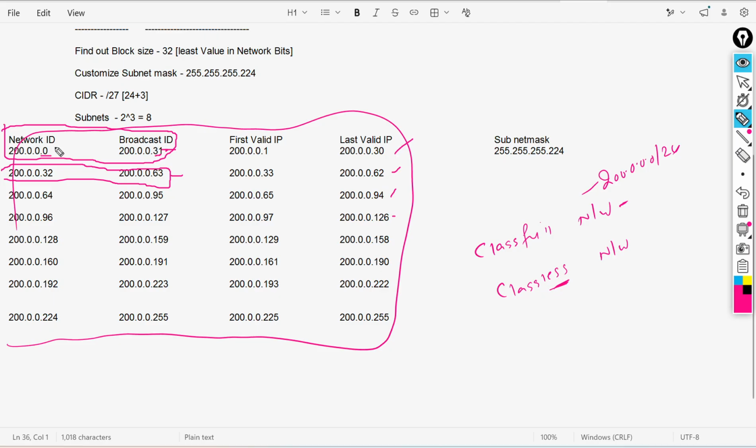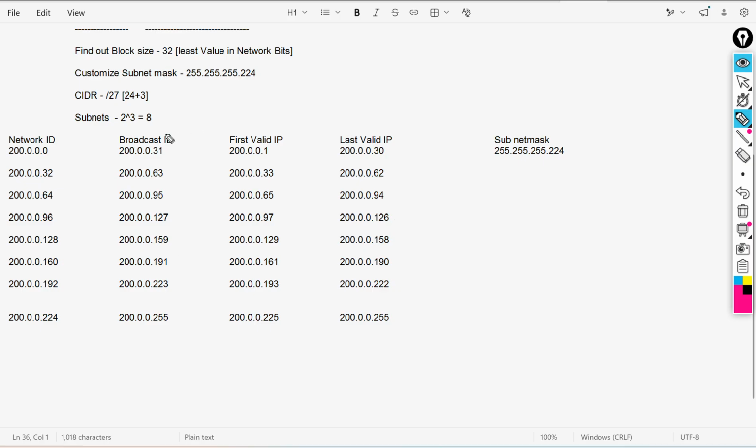So here, for this subnet, what is the mask? 200.0.0.0, what is the mask here? The mask is /27. This is also /27. This is also /27. These all are classless networks. Remember this point, very important. Classful network and classless network. Classful means default network. Classless means subnetted network.